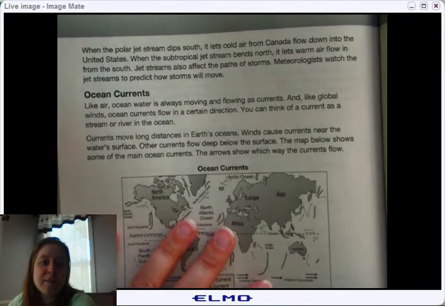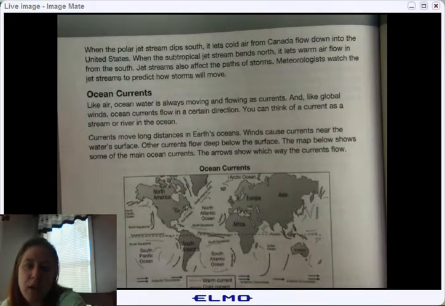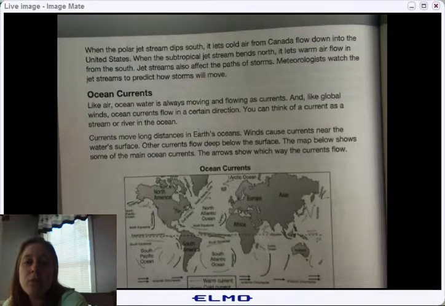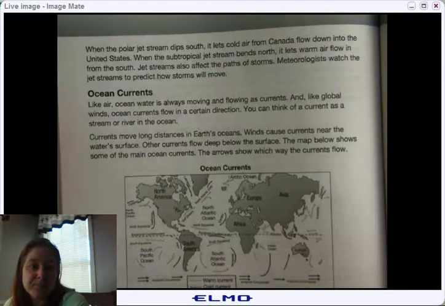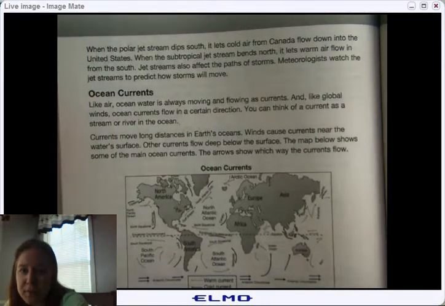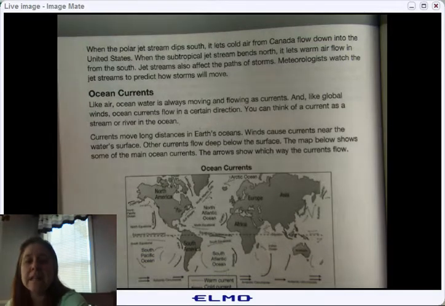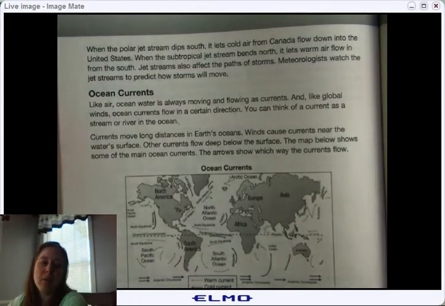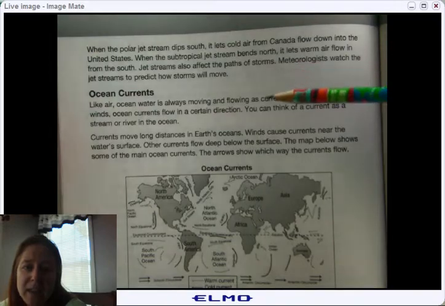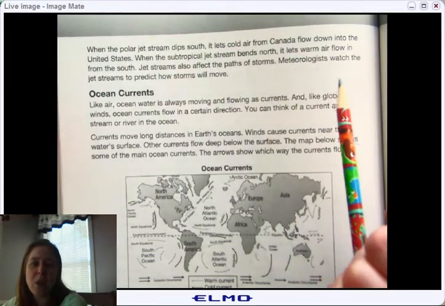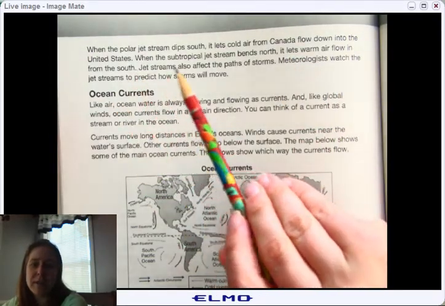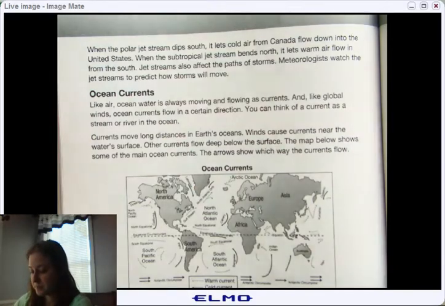When the polar jet streams dip south, it lets cold air from Canada flow down into the United States. When the subtropical jet streams bend north, it lets the warm air flow from the south. Jet streams also affect the paths of storms. Meteorologists watch the jet streams to predict how storms will move.